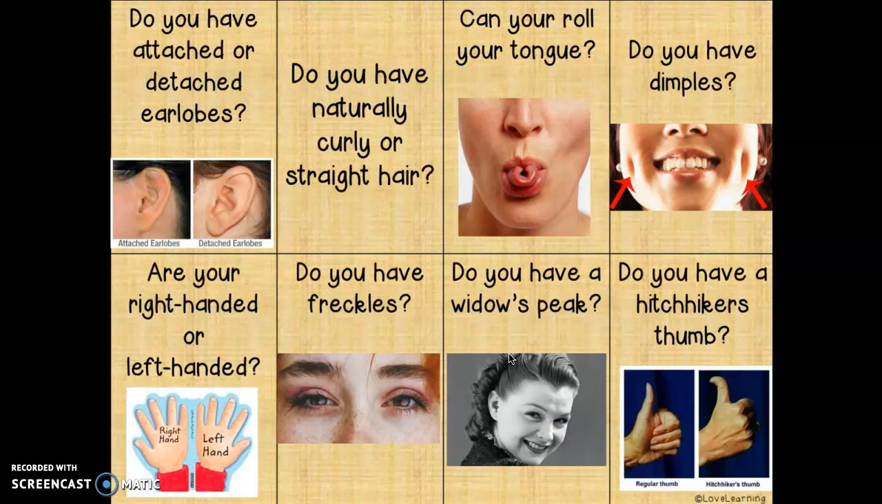All right, we went over this on Monday, and you guys went through each of these little inherited traits that you could possibly get. You could get an attached or detached earlobe, straight or curly hair, rolling your tongue, dimples, handedness, freckles, widow's peak, hitchhiker thumbs. And you said, let me see which one of these I have.